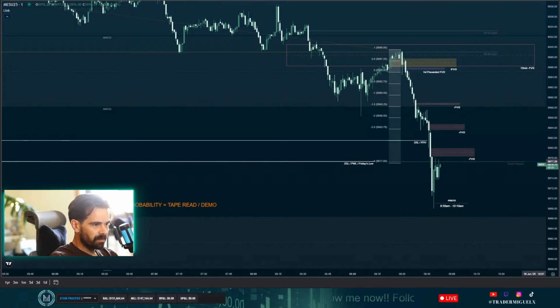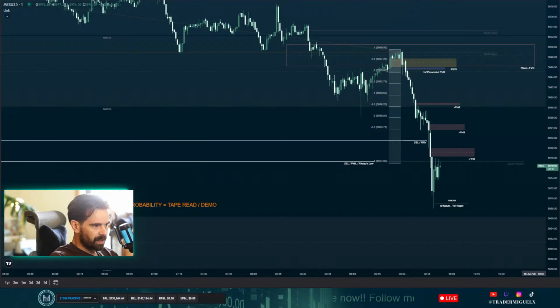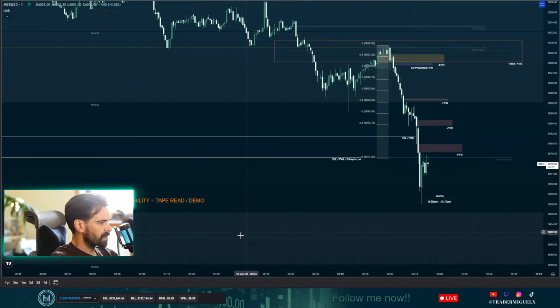We still have some more liquidity below us. We still have the lows of the 2nd of June. Just let me mark those ones. Yeah, we have the lows of the 3rd of June as well. Yeah, we got some liquidity below.